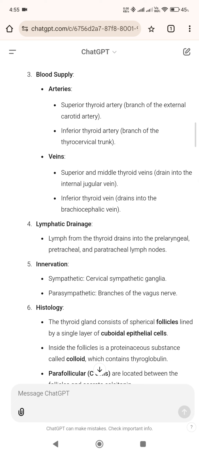3. Blood supply. Arteries. Superior thyroid artery, branch of the external carotid artery. Inferior thyroid artery, branch of the thyrocervical trunk. Veins. Superior and middle thyroid veins drain into the internal jugular vein. Inferior thyroid vein drains into the brachiocephalic vein.